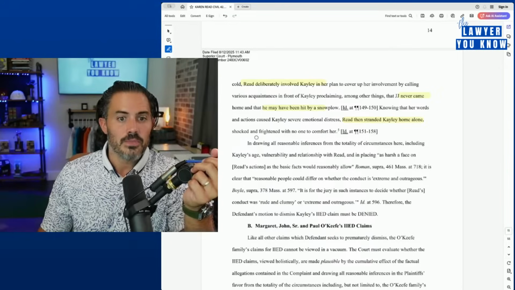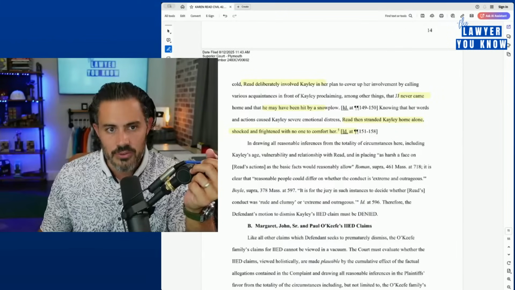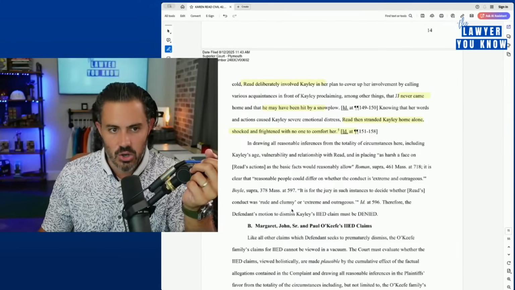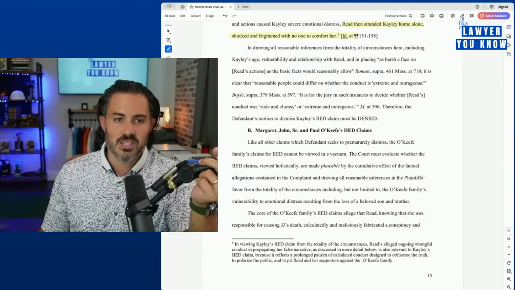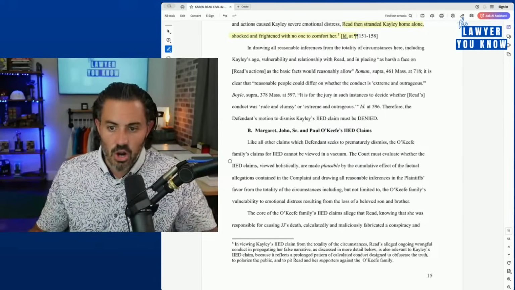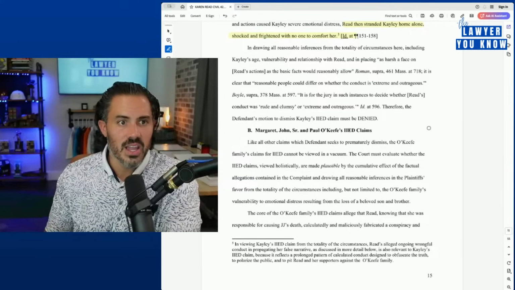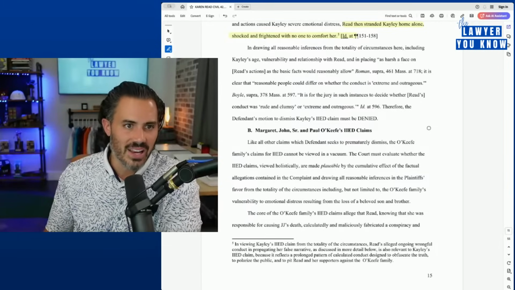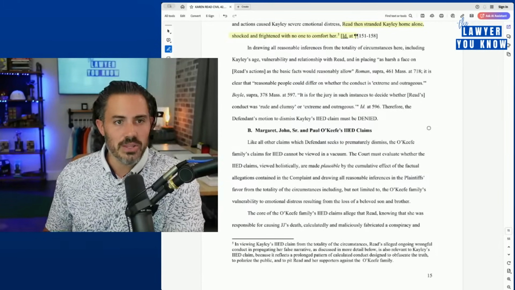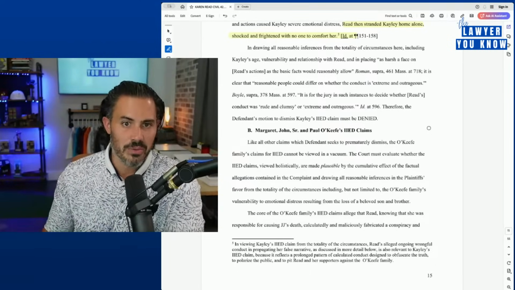So again, are they going to be able to prove that leaving and going to try and find and help John O'Keefe was extreme and outrageous conduct to cause her emotional distress? Because you can write the story the way you want to in your complaint as a plaintiff. But there are lines, there are boundaries here to this claim. In drawing all reasonable inferences from the totality of circumstances here, including Kaylee's age, vulnerability, and relationship with Reed, and in placing a harsh face on Reed's actions as the basic facts would reasonably allow, it is clear that reasonable people could differ on whether the conduct is extreme and outrageous. So even they say reasonable people could differ.